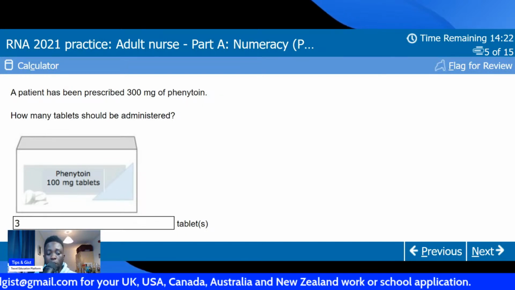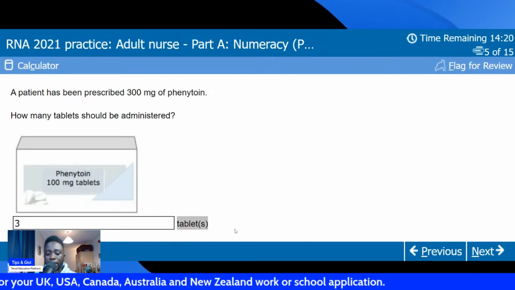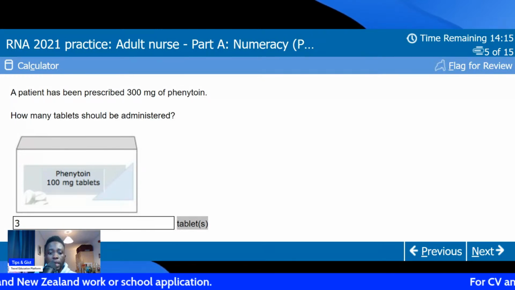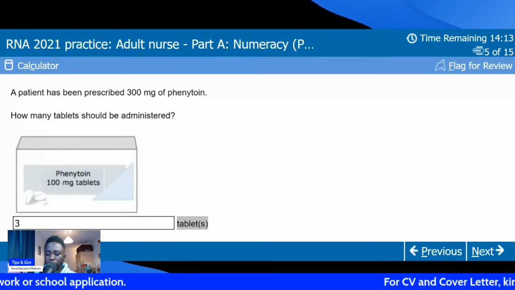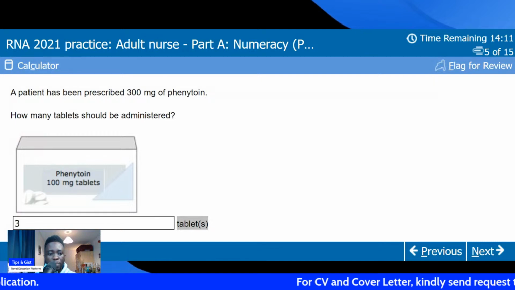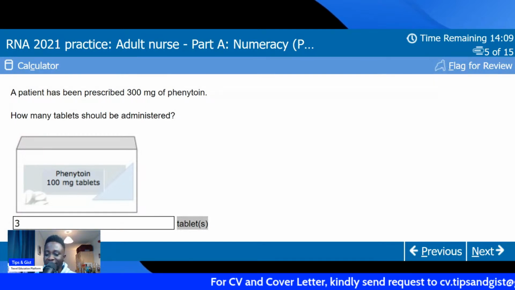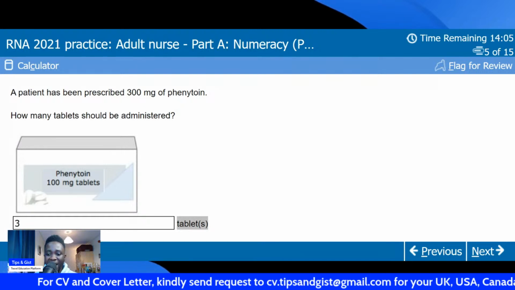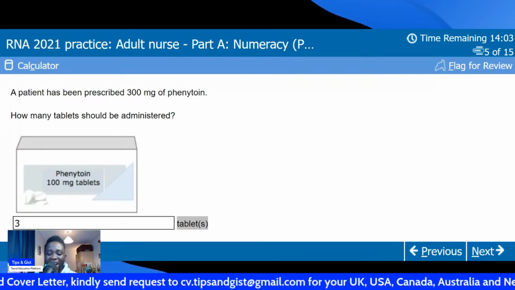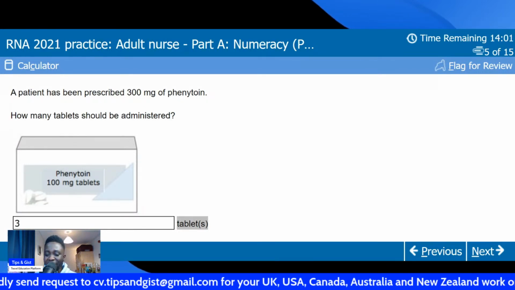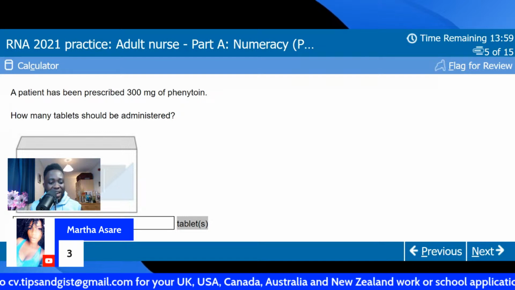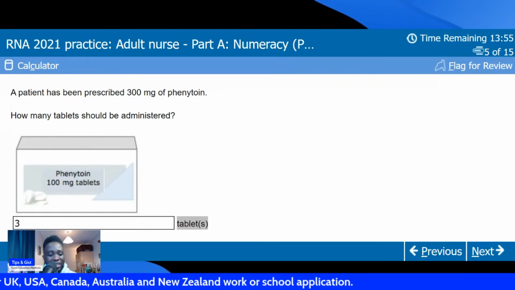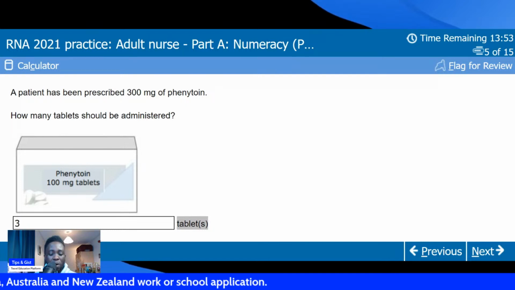So you have to enter only 3 over there, because there is tablet already here. Then you click next. I can see a lot of people are getting it. Then you have to pass CBT. I've been seeing correct answers. Mata Asari says the answer is 3. The answer is 3. All right, so correct answer. Let us go on.